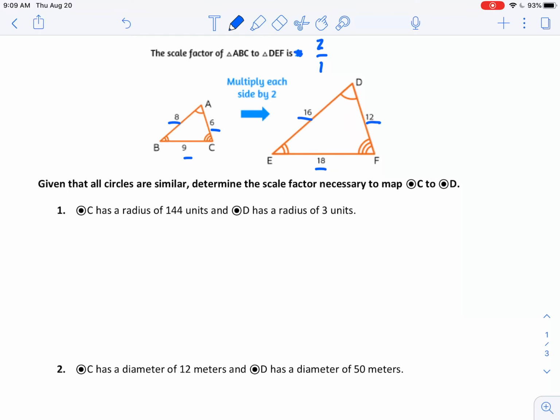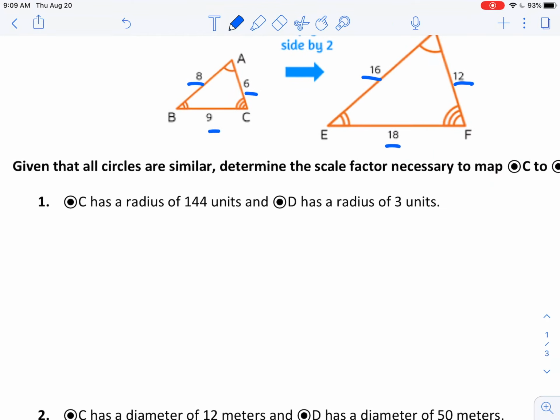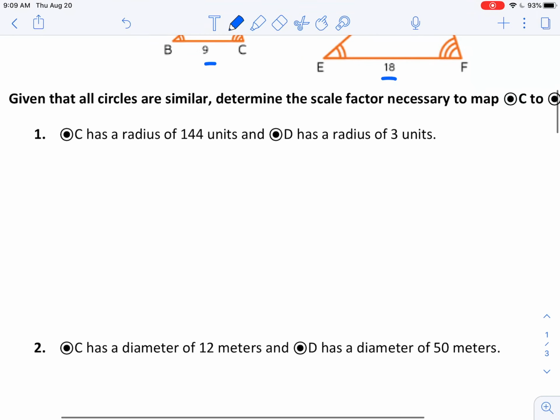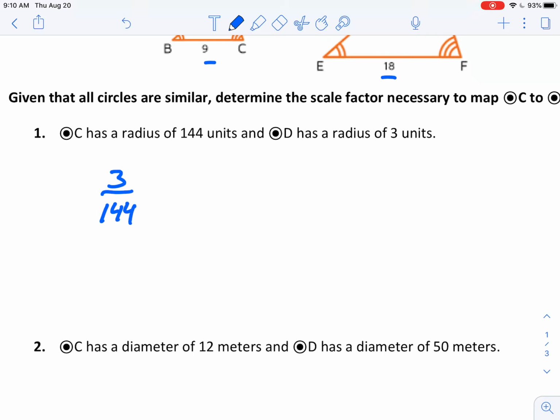Now in example 1, circle C has a radius of 144 units and circle D has a radius of 3 units. How you want to do this is you want to write a scale factor as a fraction, always of your final unit over your initial unit. So my scale factor is 3 over 144, but since this is a fraction, we should always try to simplify.